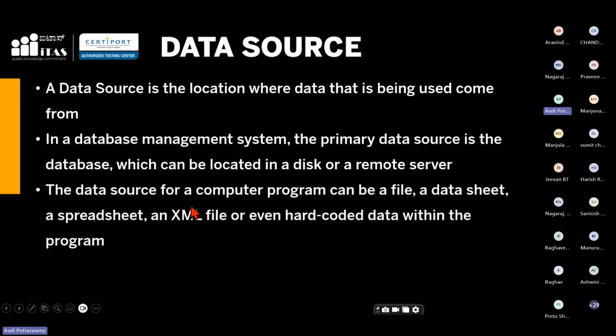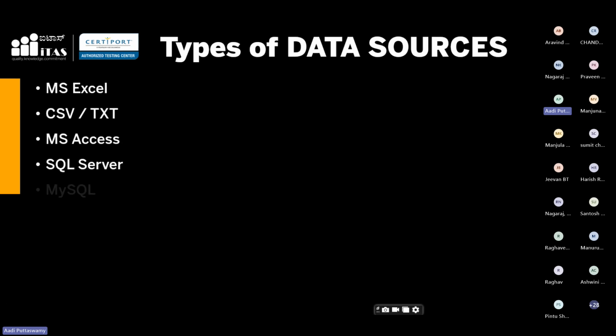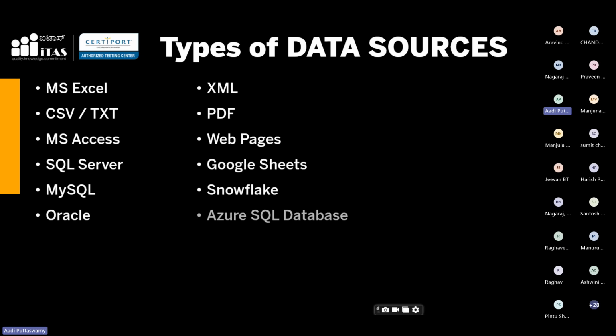Now the data source from a computer program can be a flat file, as I mentioned, can be a data sheet, that is Excel, spreadsheet, XML file, or even hard coded data within the program as well. We can create the tables within the application as well. So what are the different types of data sources we have? These are some of the data sources we can use to import the data to our Excel, Power BI, or any other BI tools, and we can work on that.